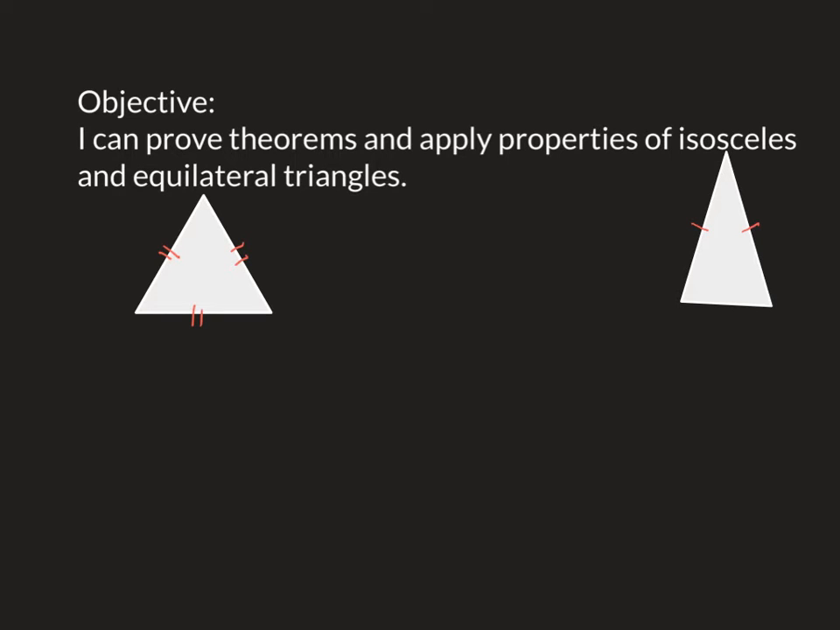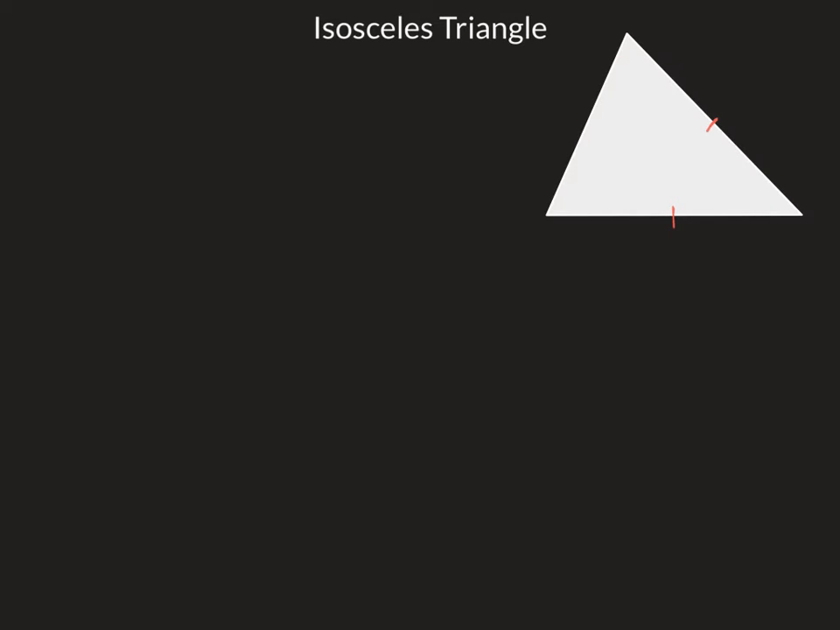So now let's take a closer look at the isosceles triangle. So let's first review some vocabulary in relation to the isosceles triangle. So this would be the vertex angle of the isosceles triangle. Then there'll be two base angles. And then the sides that are congruent are considered the legs of the isosceles triangle. Then the other side is considered the base.